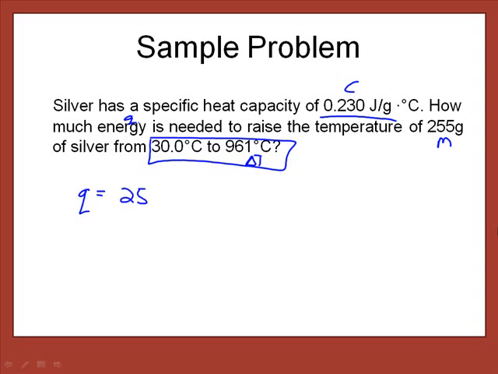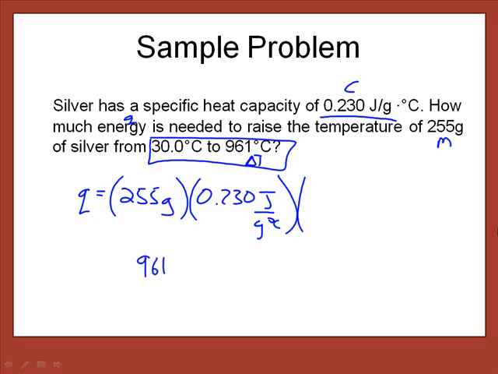We have 255 grams of silver. The specific heat capacity of silver is 0.230 joules per gram degrees Celsius. And the delta T, be careful with the delta T, right? Delta T is always the final minus the initial. So final, it's 961 minus the initial of 30 gives us 930 degrees Celsius, right? It heated up, so it's positive. Energy was put into that.